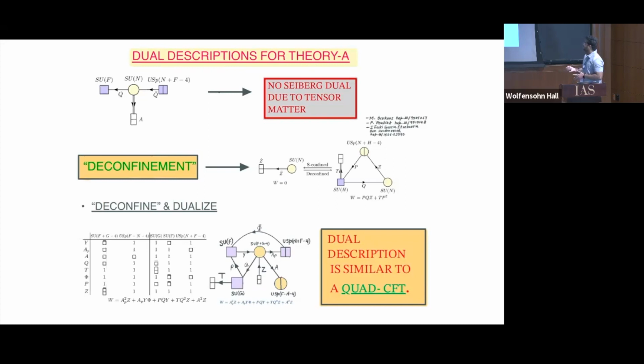So we need a workaround, and we can use something called deconfinement. We can think of this tensor matter as coming from the confinement of some gauge group. So we can replace our antisymmetric matter with a bunch of chiral fields and a different gauge group, and then use subsequent Seiberg duality, and it gives us a dual description. You can match this dual description using anomalies, global symmetries, and the superconformal index also. Surprisingly, this dual description aligns with a quiver CFT, which has its origin in string theory.